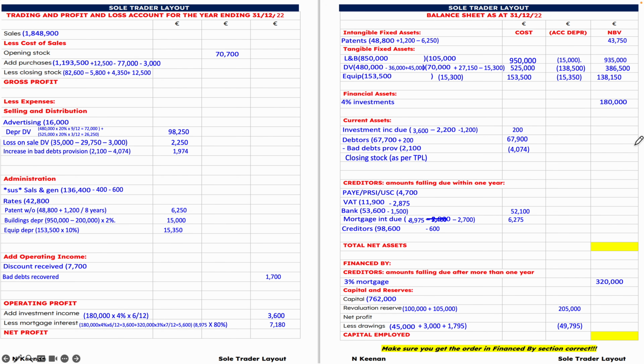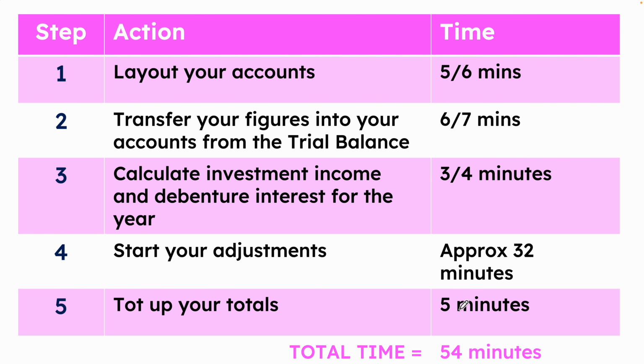So you've finished all of your adjustments now, completely done. What you need to do now is get your calculator and tot all of these up, put them out into where they belong, and then do your taking away and adding as you need to. Tot up your totals. It shouldn't take you more than 5 minutes. If it is taking you more than 5 minutes, put down the pen and move on to the next question, because you're going to get more marks in a different question.